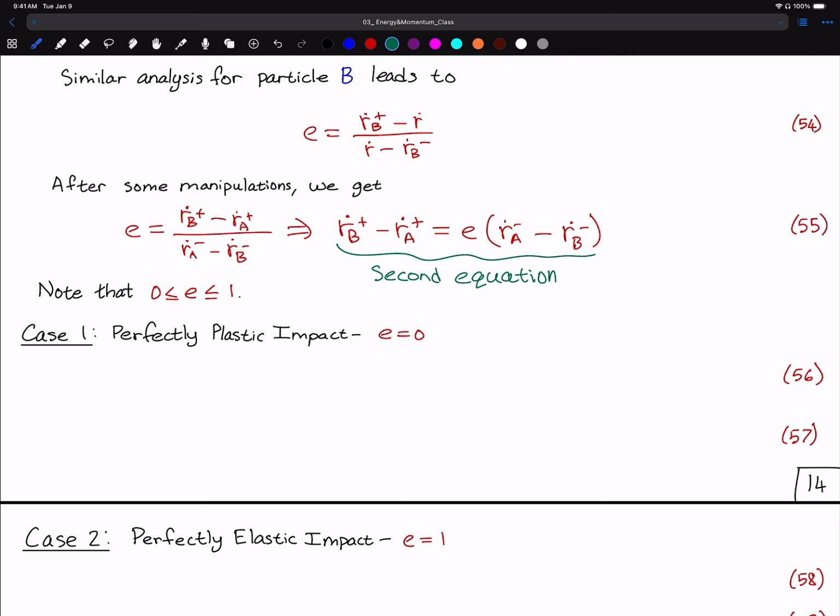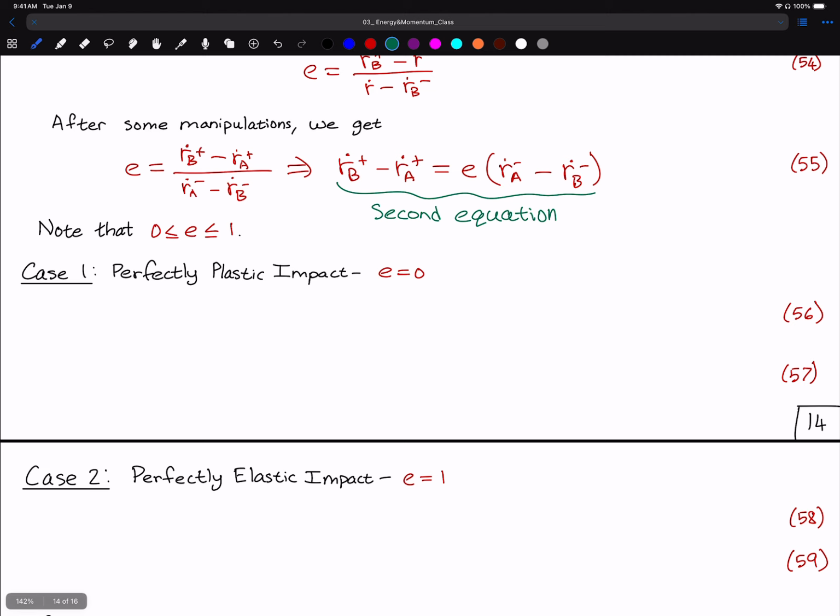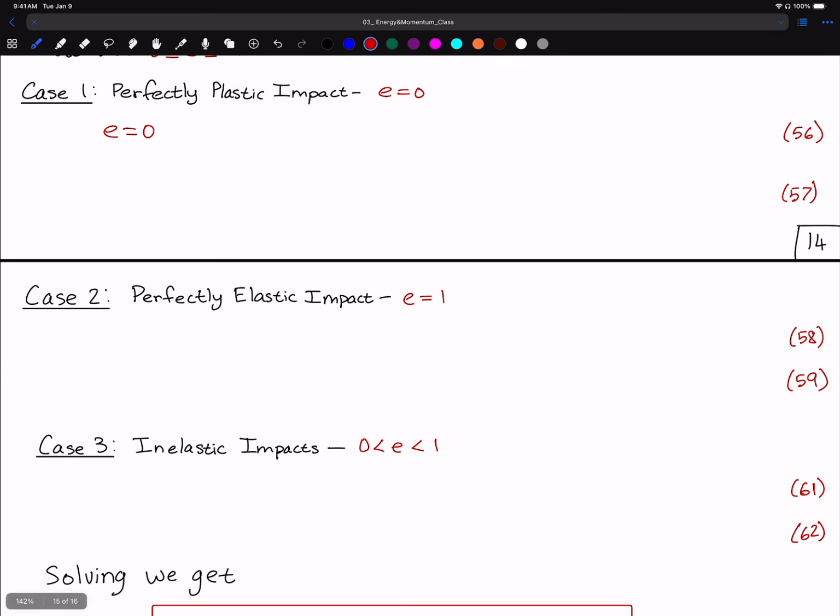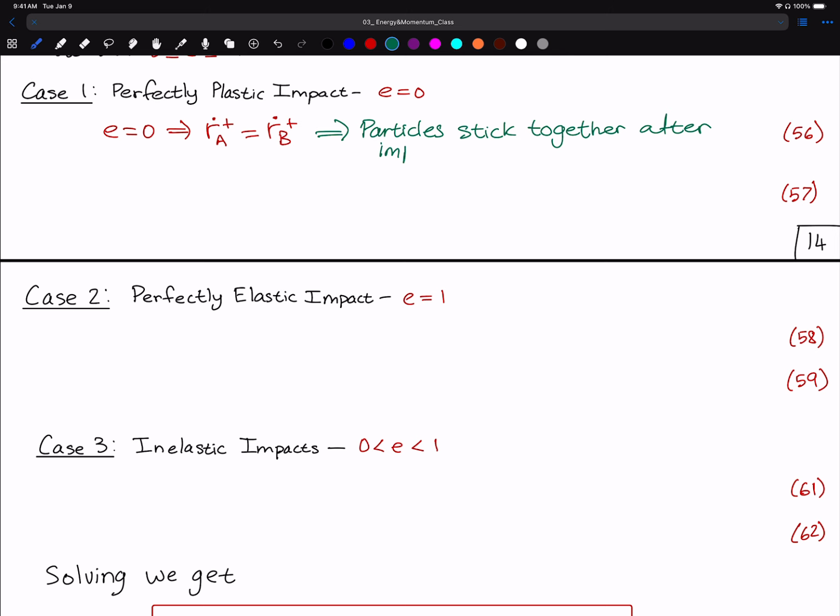Okay, so we're going to study different cases, starting off with what is known as perfectly plastic impact. This is where E is equal to 0. And what happens here is that the particles are going to end up sticking together. We can show this just directly from our second relationship, where if E is equal to 0, we're going to get here that R A dot plus must be equal to R B dot plus. And then as a result, we can see that the particles stick together after impact. And this is what happened with the package and the cart in that example that we saw in the previous lecture.